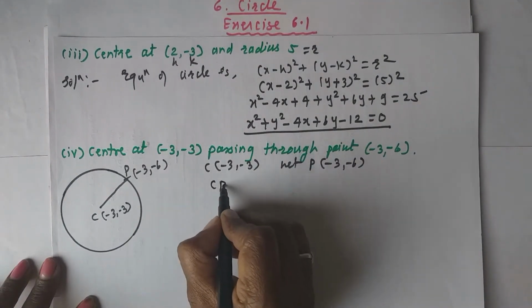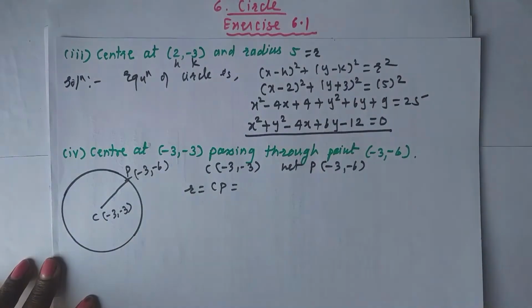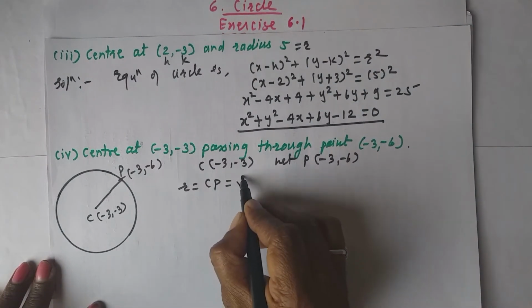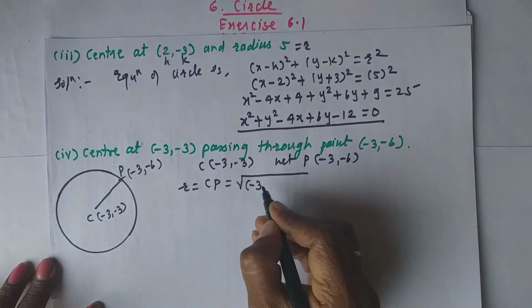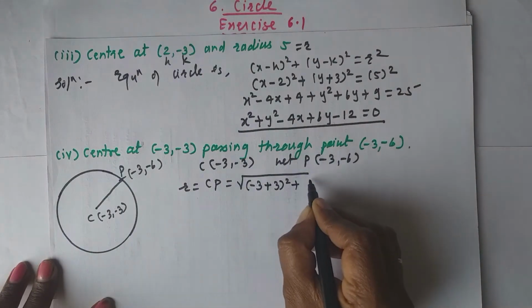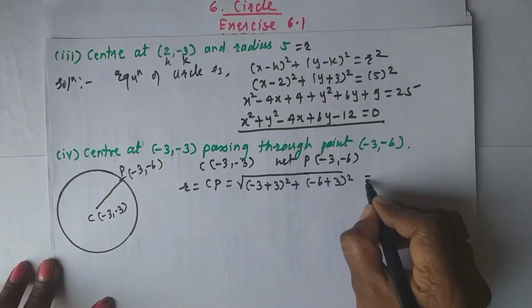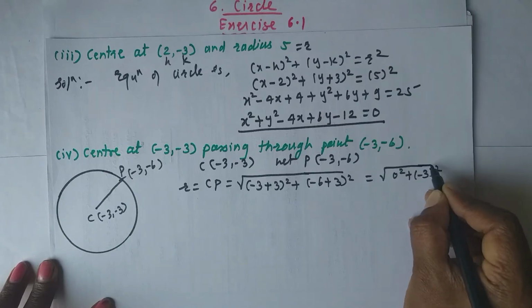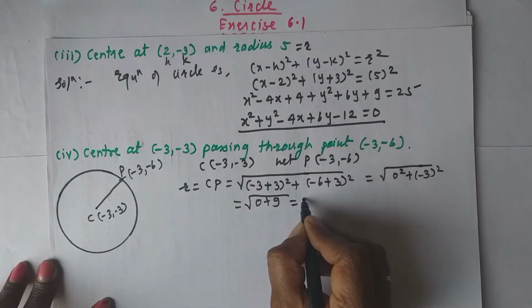Then if we find this CP, then what is this CP? This CP is nothing but the radius of the circle. By the distance formula we will find out this CP. Then what will be this? Minus 3 minus minus plus 3 square. Then this minus 6 plus 3 square. Okay. Then this will be 0 square plus minus 3 square. Okay. Means this will be 0 plus 9. That is under root 9.